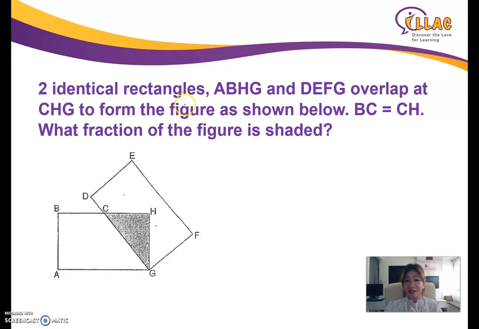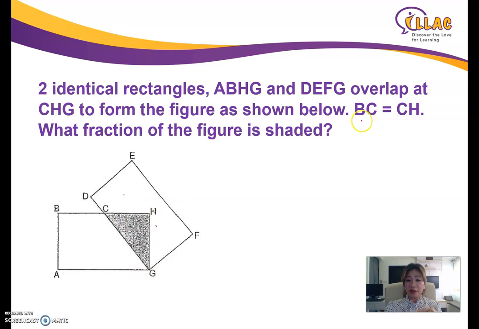2 identical rectangles. That means this DEFG is exactly the same as ABHG. Exactly the same. Okay? Identical. So they overlap each other to form the figure below. Overlap means what? There is an area that is repeated. This CHG is a repeated area.